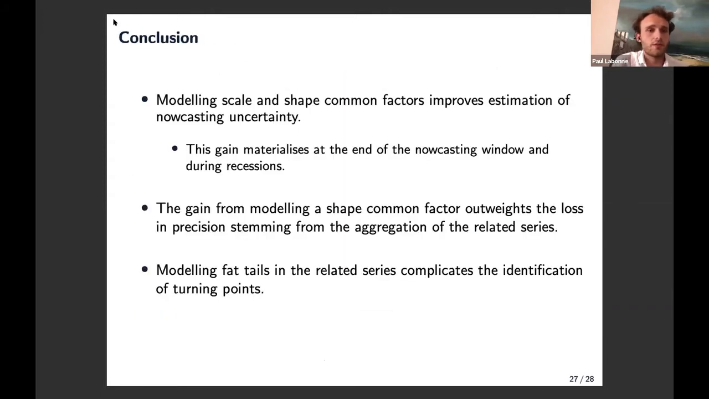I will conclude by saying that in this paper, I'm exploring the benefits of modeling common factor in scale and shape, and I'm showing that in periods of recessions, these two components are useful, not necessarily in normal times, but in periods of recessions. The other interesting thing is that modeling fat tails in the related series from which we are getting our signal is not necessarily useful, because then the signal is downweighted and it's difficult to capture important variation in the data. Thank you.